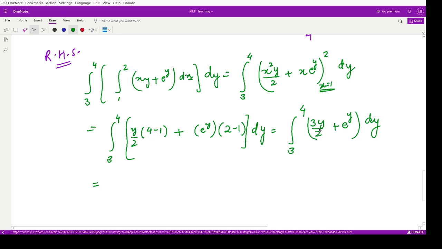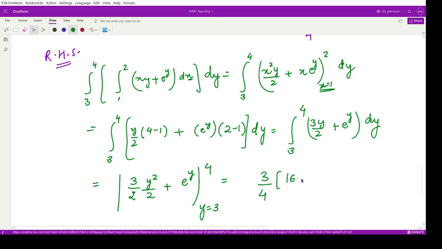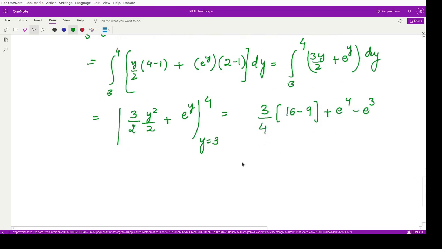So what would be this? The integration of 3 by 2 as such, then the integration of y is y square by 2, plus e to the power y, and the limits here vary from 3 to 4. So we can substitute the limits. It would be 3 by 4 into 4 square, that is 16, minus 3 square, that is 9, plus e to the power 4 minus e to the power 3. You can simplify this. This simply becomes again 21 by 4 plus e to the power 4 minus e to the power 3. So this is the right hand side.